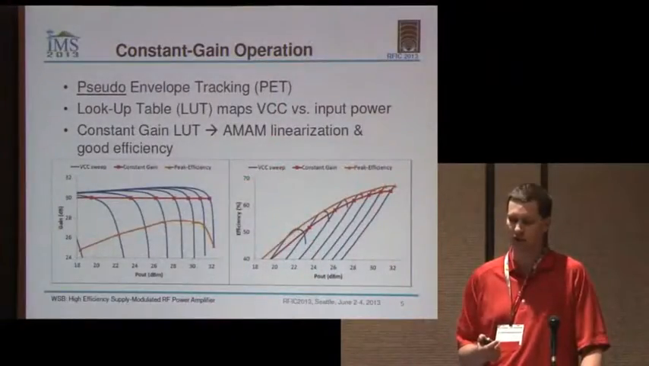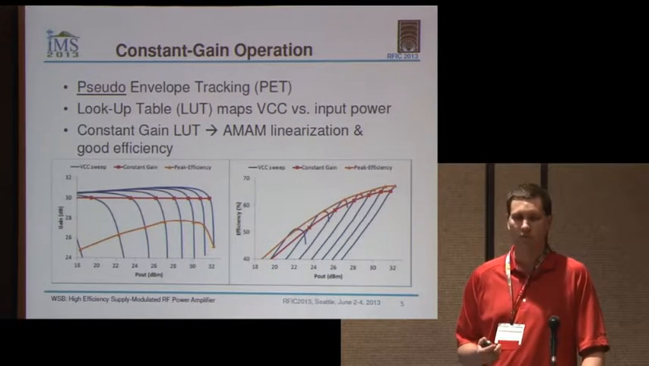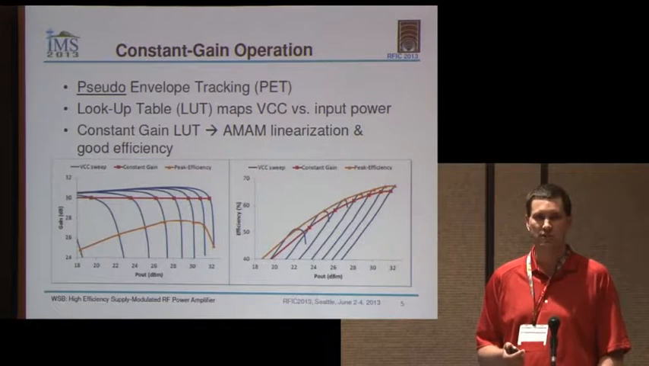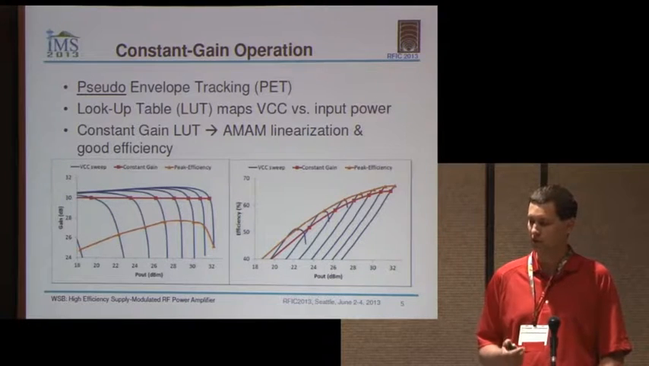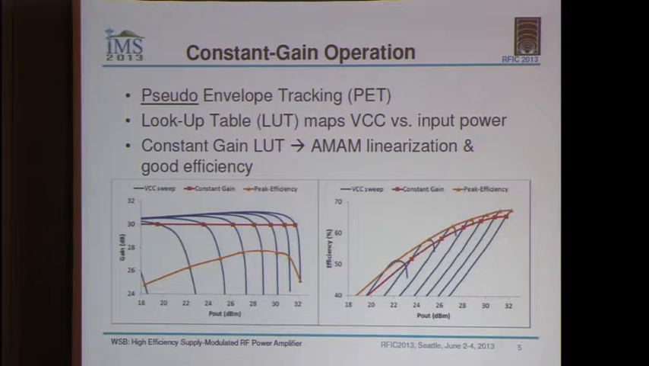So we use a different technique called constant gain operation. In this case, I plotted on the gain curve a red curve that calls out a constant gain of 30 dB. Here we've linearized the AM to AM characteristic of the PA, so we hope to avoid any distortion due to AM to AM. But you can see in the efficiency curve that the efficiency is somewhat degraded compared to the peak efficiency case. We're operating roughly 3% lower than the peak efficiency case for this PA.